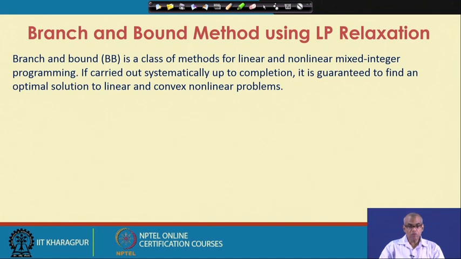So, branch and bound is a class of methods for linear and nonlinear mixed integer programming problems. The branch and bound method can solve linear as well as nonlinear mixed integer programming problems. So, it is a class of methods. If carried out systematically up to completion, it is guaranteed to find an optimal solution to linear problems and convex nonlinear problems.